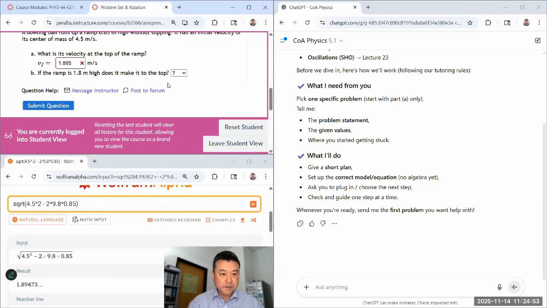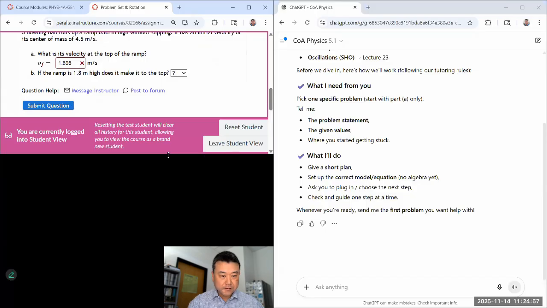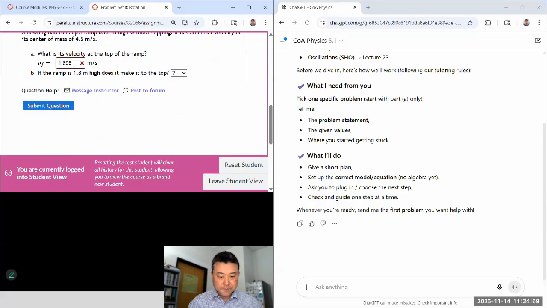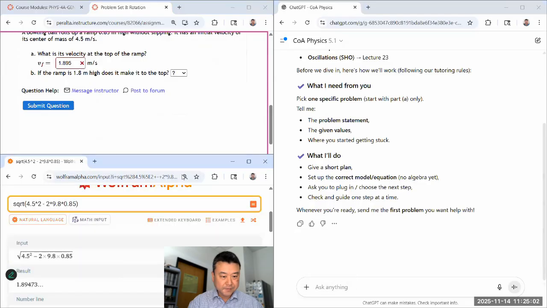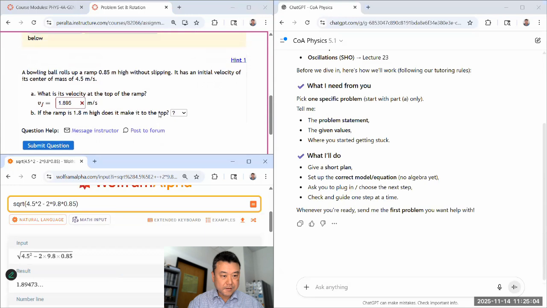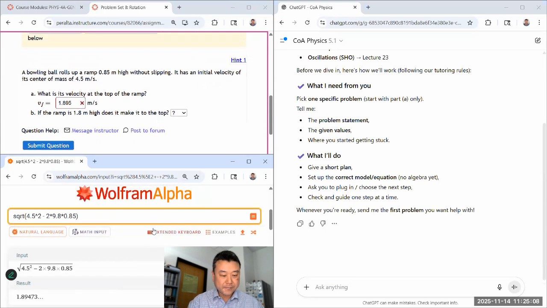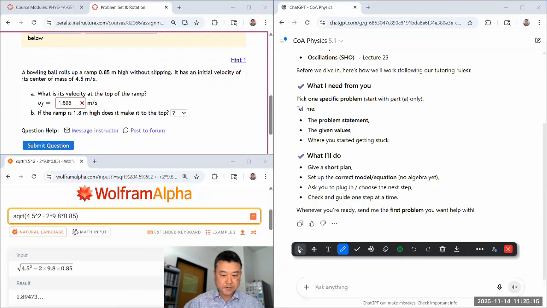Let me see if I can get rid of, I want to hide the test stunt thing so that it doesn't think I'm a test stunt. Alright. Oops. Somewhere here. I just need to be able to take a screenshot.